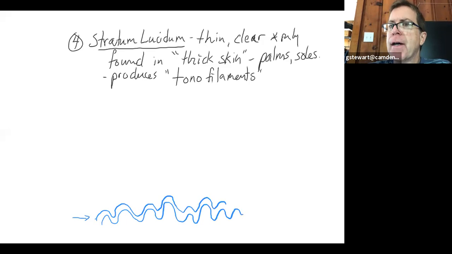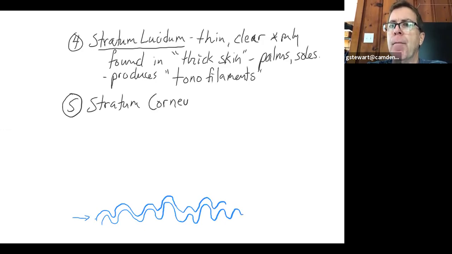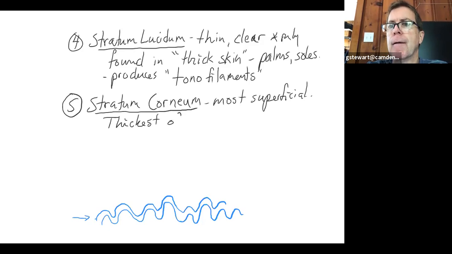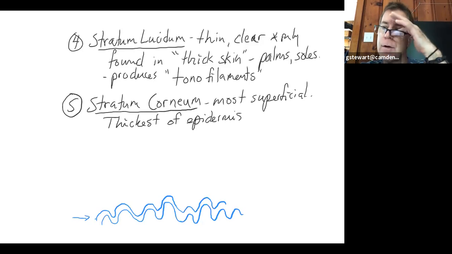All right, layer number 5. Let me go back to my black pen. This is the top outermost layer of the skin. It's called the stratum corneum, C-O-R-N-E-U-M. It is the most superficial layer. It's also the thickest layer of the epidermis. It's anywhere from 30 to 40 cell layers thick, depending on where on the human body.